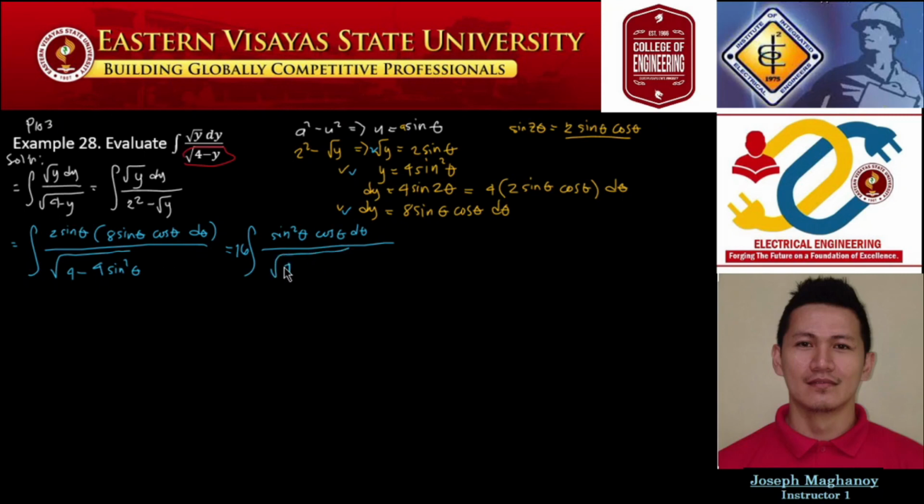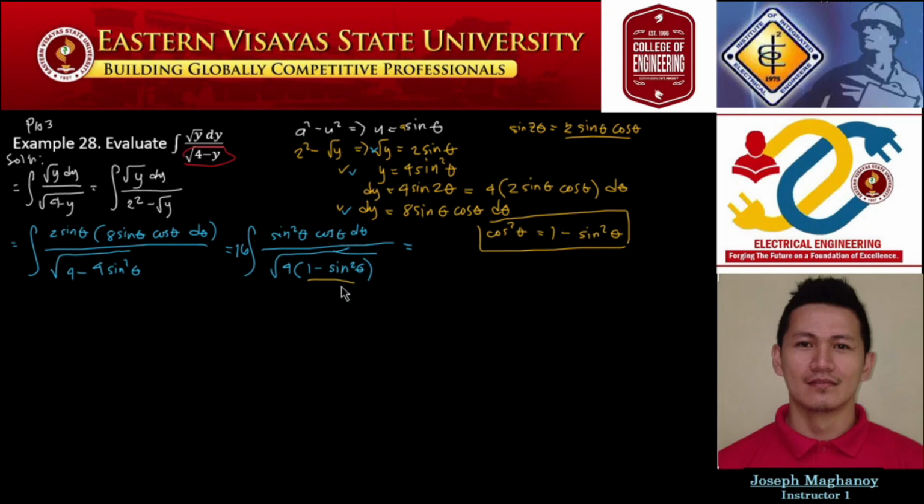Square root of 4 quantity 1 minus sine, that is squared theta. Can we use some identity here? Yes, we can. We have an identity for 1 minus sine squared theta. As you can recall, cosine squared theta can be rewritten as 1 minus sine squared theta. So we use this identity.